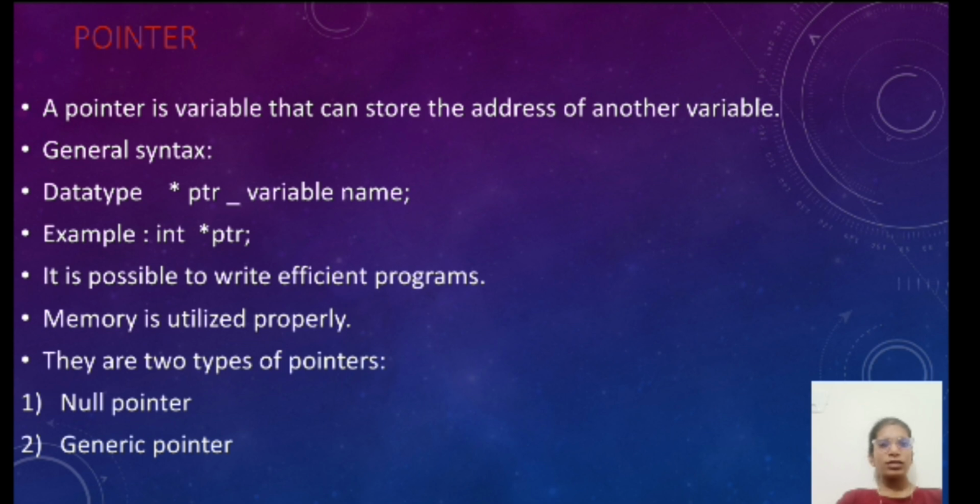Star is also called the dereferencing operator. When we use pointers in programs, very efficient programs can be written. Memory utilization can take place properly. There are two types of pointers: null pointer and generic pointer. Generic pointer is also called a void pointer.